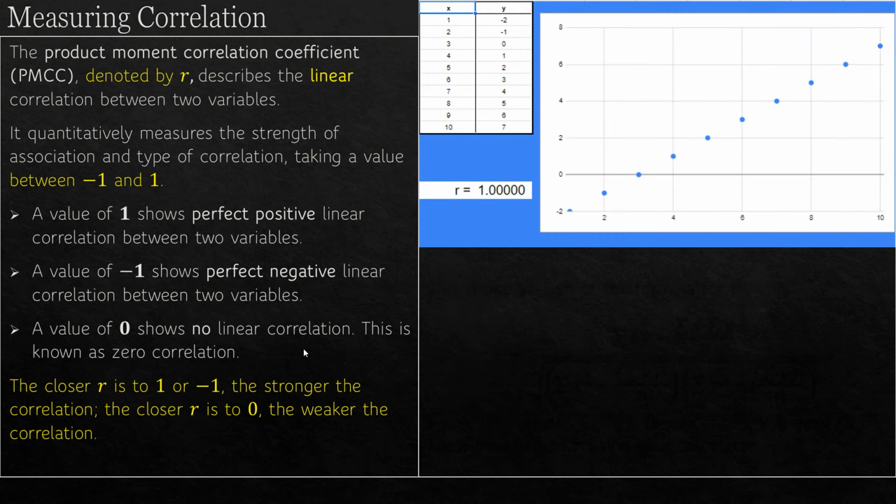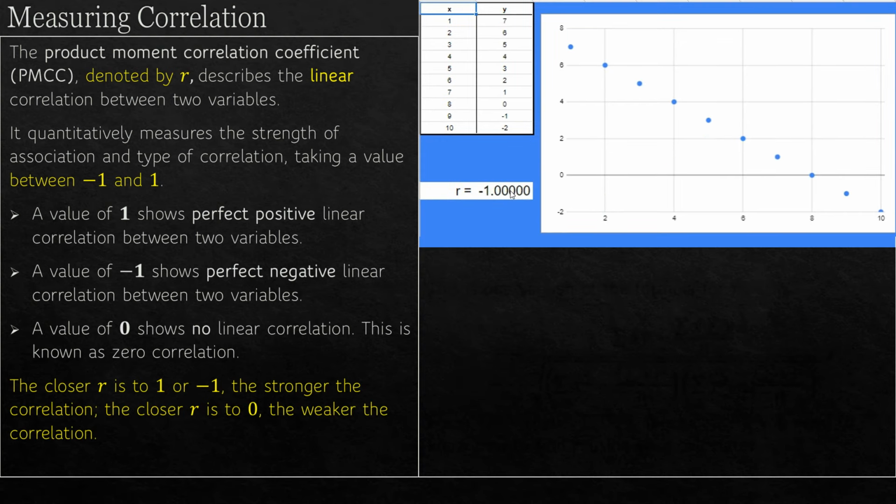So here's an example of perfect positive linear correlation. As you can see, a line of best fit, if we could draw it, would pass through every single point. So that is an example of perfect positive correlation. Here's an example of perfect negative linear correlation. As the x values increase, the y values decrease, and a line of best fit goes right through all the points. Once again, in reality, you're rarely going to see perfect correlation.